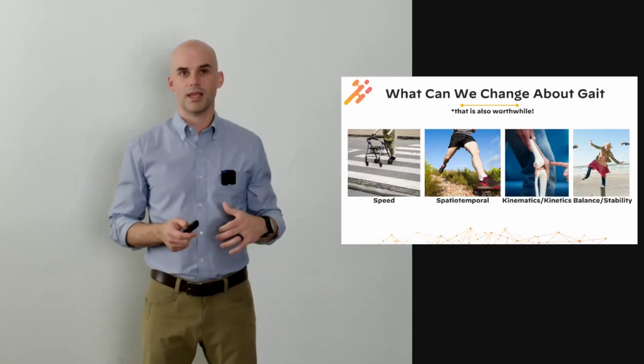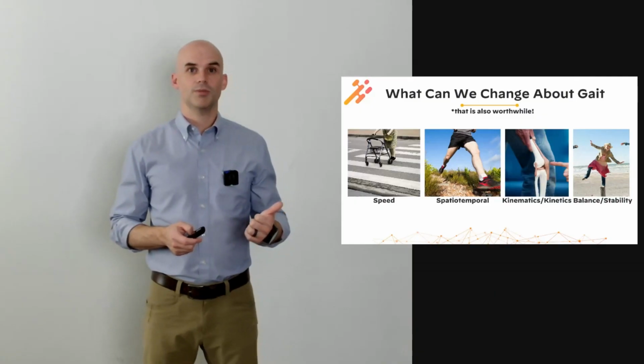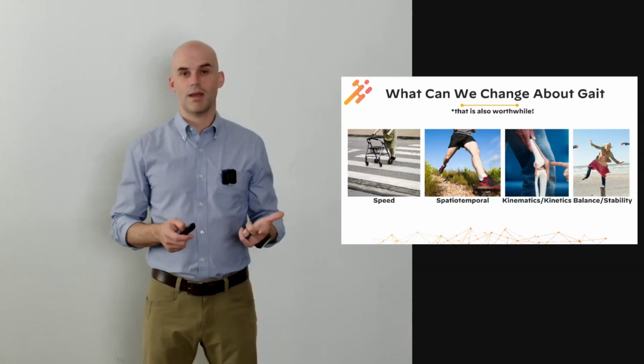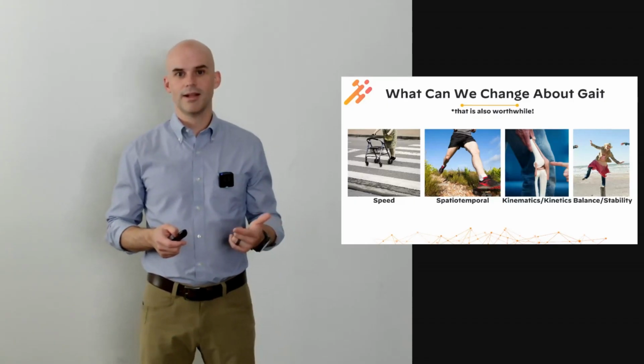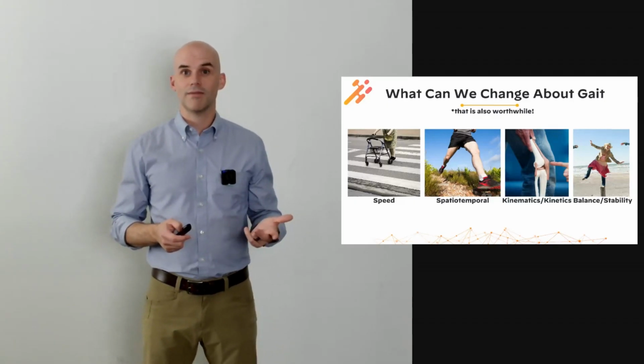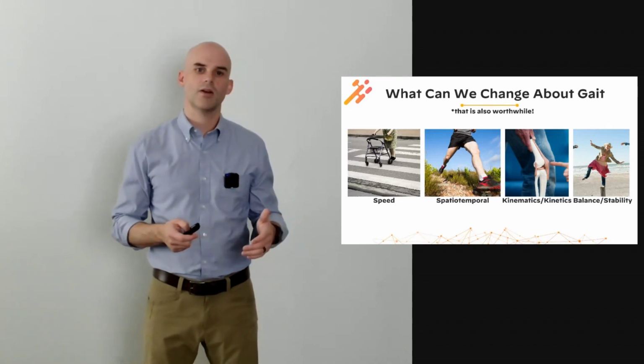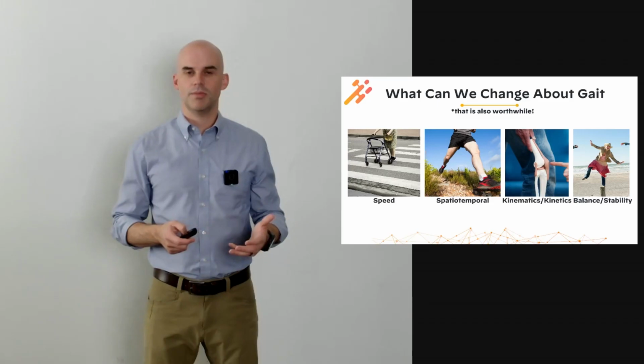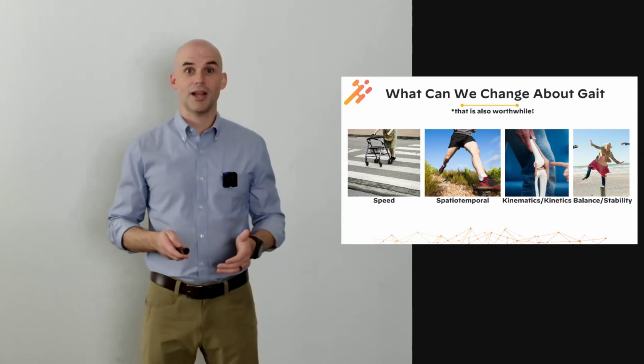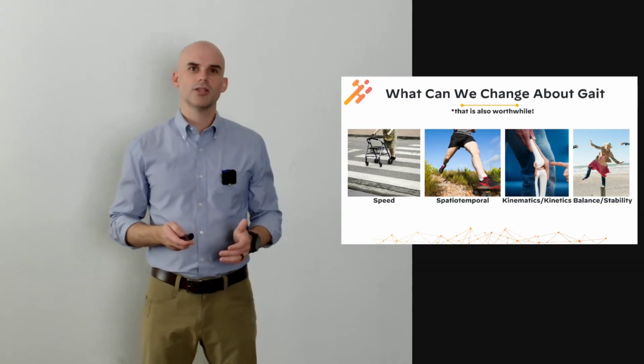People need to be thinking about their speed. We have spatiotemporal characteristics, so that might be step width or stride length. Then we have their kinematic and kinetic variables, the angle and position of their joints and the forces acting on it. And then we've got balance and stability of how well they're maintaining an upright posture with it. So these are all important.